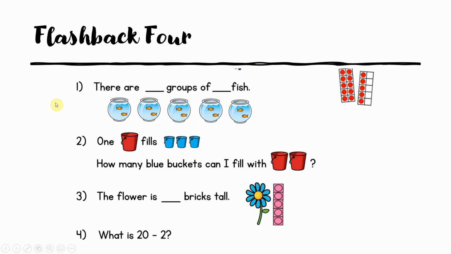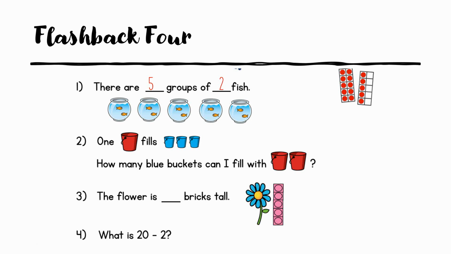Okay, let's look at question 1. There are groups of fish. So first of all, I need to count the groups. And my groups are the bowls. So I need to count how many bowls there are. 1, 2, 3, 4, 5. I've got 5 bowls, and that means I have 5 groups. How many fish are in each group? 1, 2, 1, 2, 1, 2, 1, 2, 1, 2. I've got 2 fish in each group. So there are 5 groups of 2 fish.